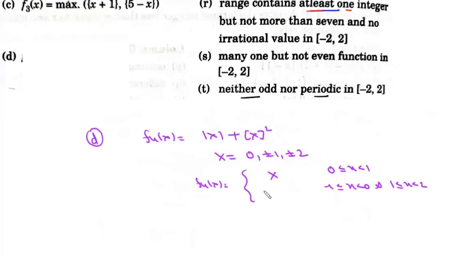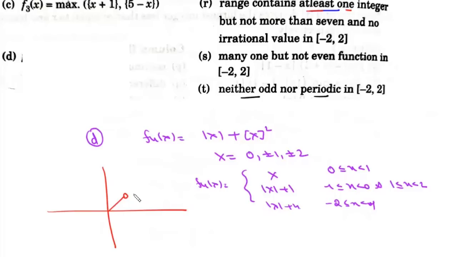So, then it will be mod x plus 1, and in between minus 2 and minus 1 it will be simply mod x plus 4. Now, if we draw this graph, between 0 and 1, this is x. Between 1 and 2, it is x plus 1. So, at 1 this value is 2, and at 2 this value is 3. So, it will be from 2 to 3. So, this is 0, 1 and 2.